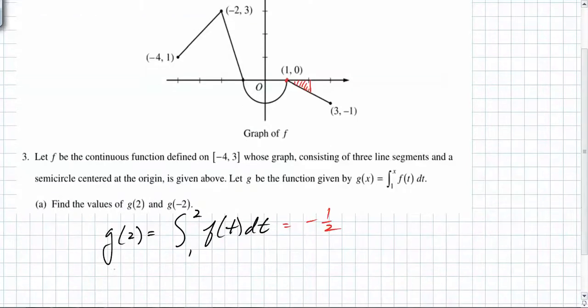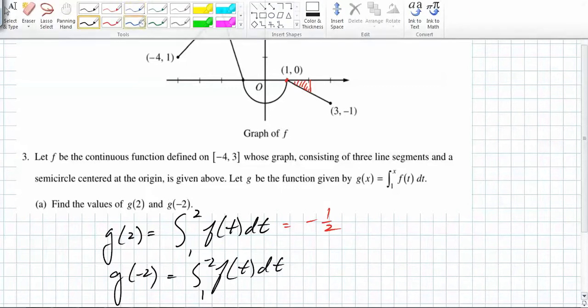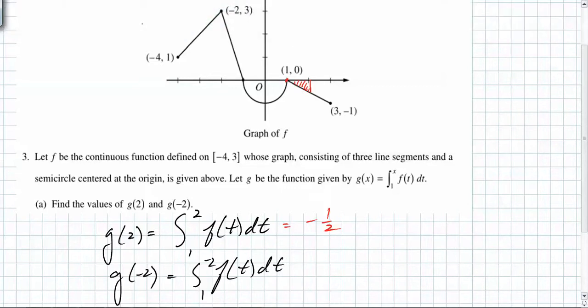So what about g of negative 2? You're going from 1 to negative 2 of f of t dt, right? So which way are you going? You're going left, from 1 to negative 2. You're going backwards. We're at negative 1 now, but then we are also this, right?